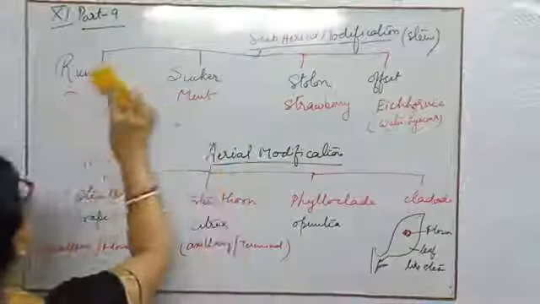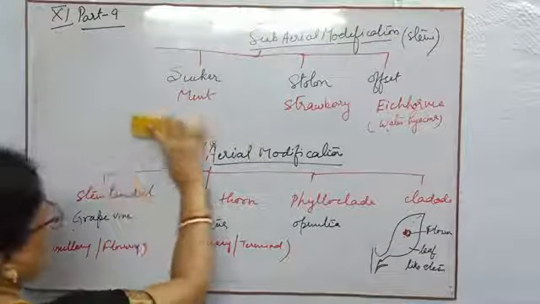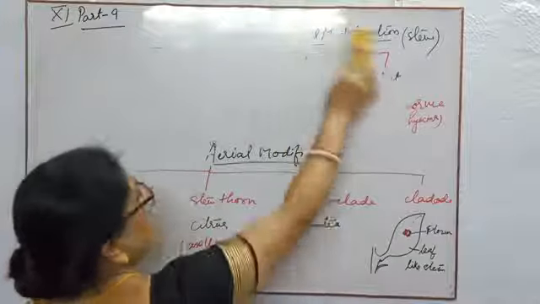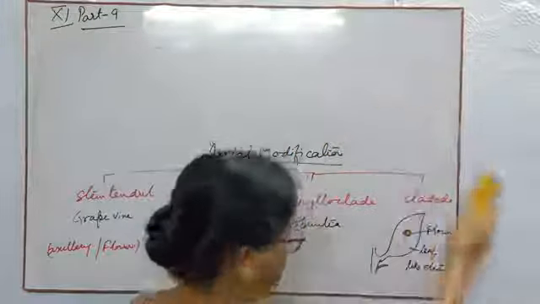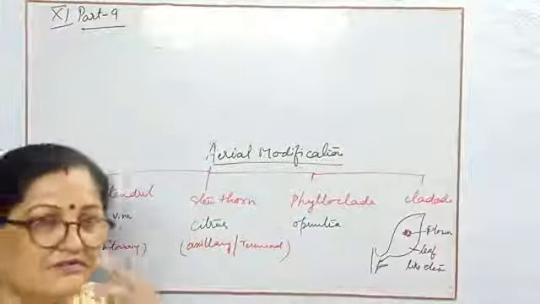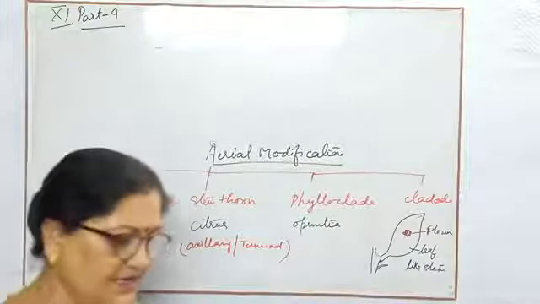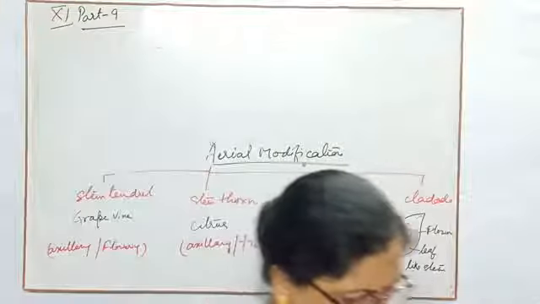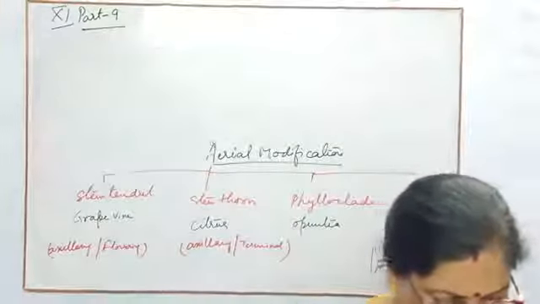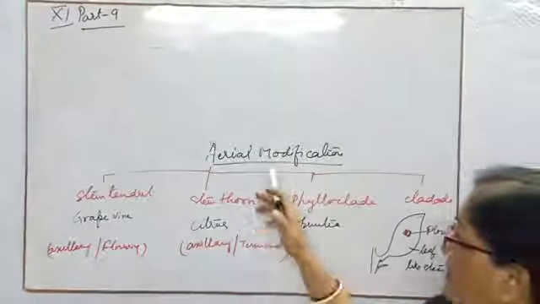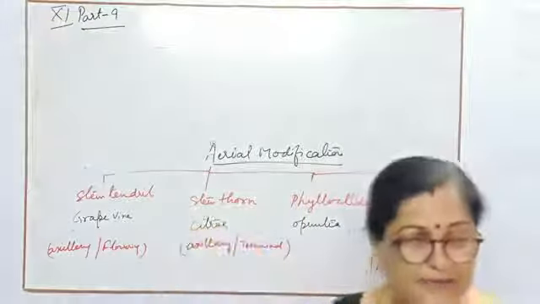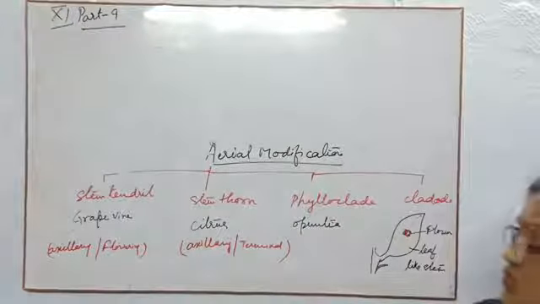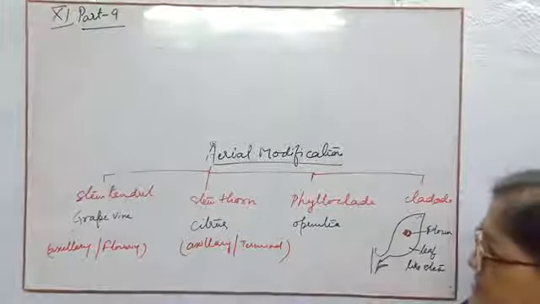Now I will continue about the aerial modification. Children, you can understand aerial modification means the part of the plant which is totally present in the air, or above the soil. And these portions, yet it is stem, but they have modified into different structures to help the proper stem.